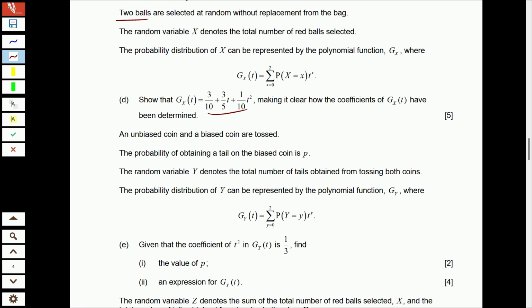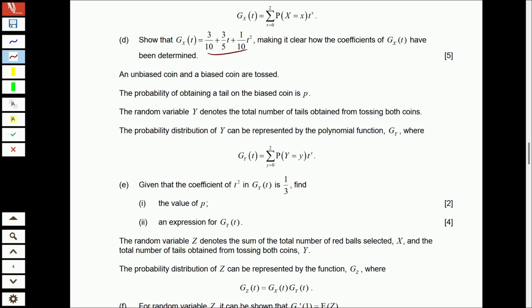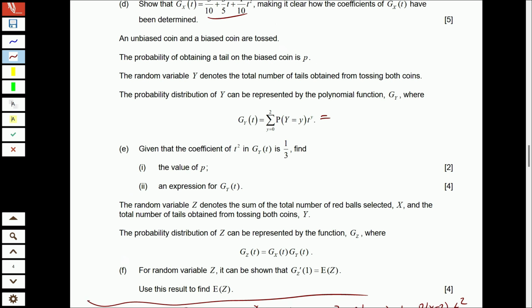The probability of obtaining a tail on the biased coin is p. The random variable y denotes the total number of tails obtained from tossing both coins. The probability distribution of y can be represented by the polynomial function g sub y, given like this. Given that the coefficient of t square in g sub y is 1 over 3, find the value of p. Okay, what's this function?